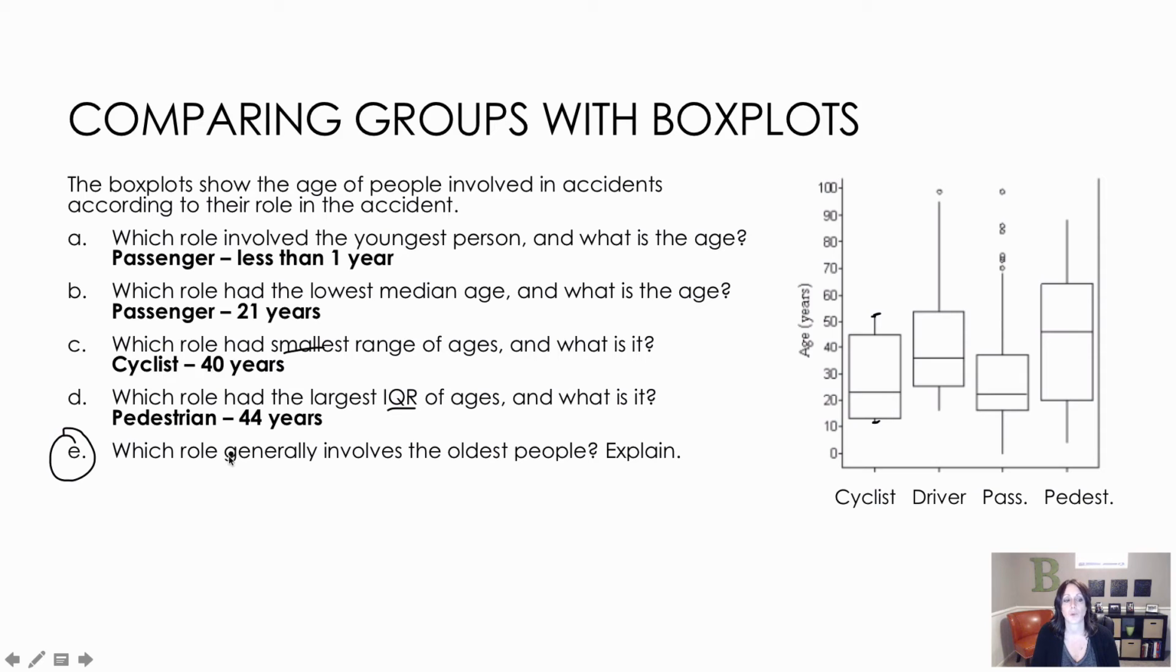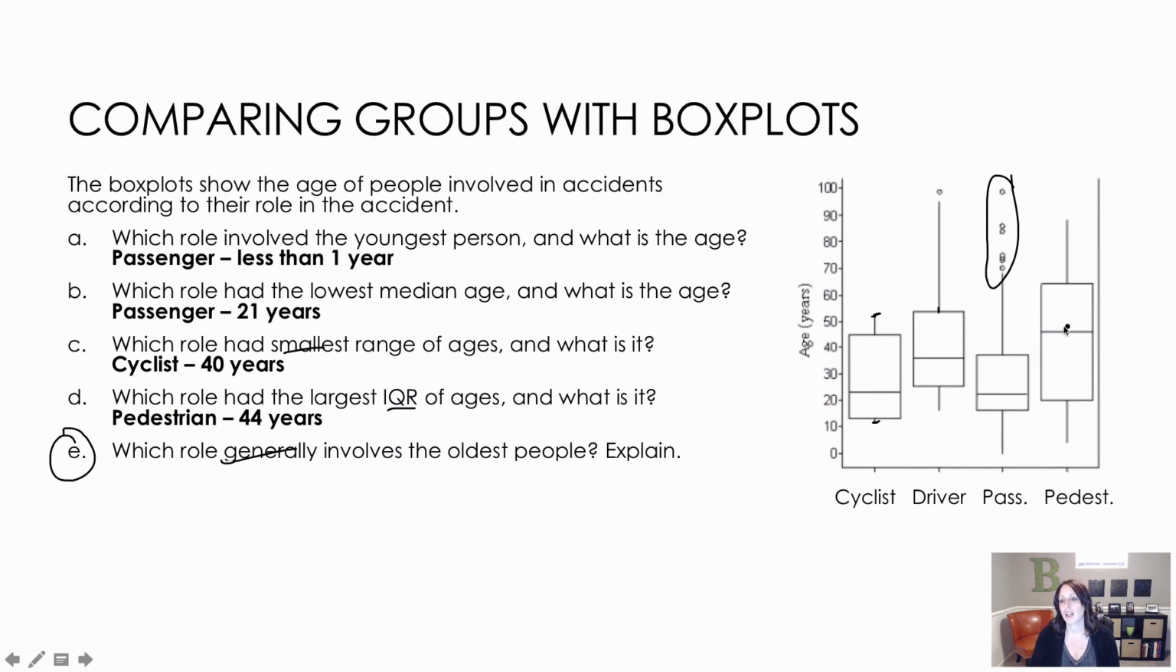This one asks for which role generally involves the oldest people. A lot of people are thrown off by this. They say, well, look at the passenger. They've got all of these outliers, and it must be passenger. A lot of people say, well, look at the driver because look how long that whisker is. However, we're looking at generally who involves the oldest people.